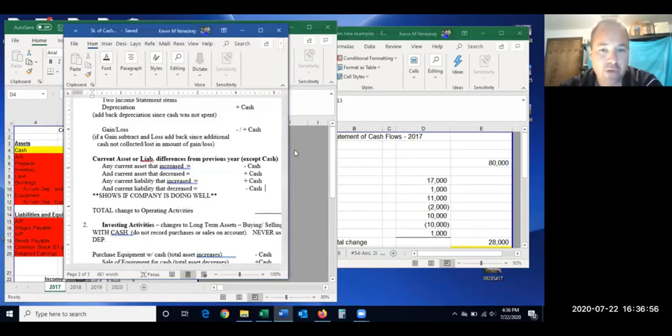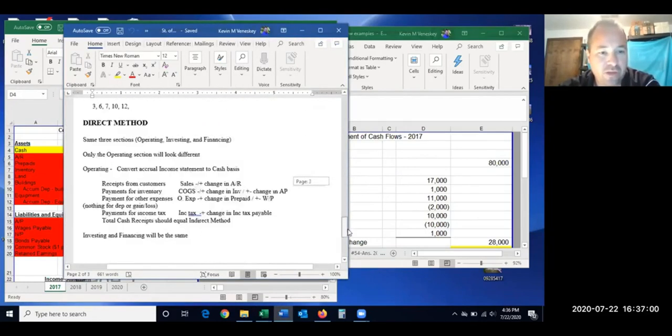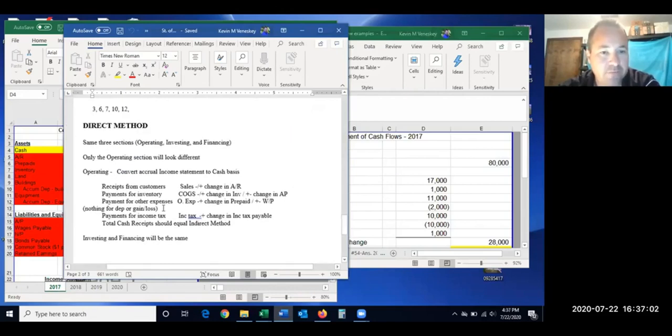I'm going to pull back up my notes to give us a baseline of what we're going to do with the direct method. You can see it's not very long. We're going to have the same sections, only the operating is different. Instead of starting with net income, we're going to take each income statement item, each expense or revenue, and then explain that with the balance sheet. We're kind of just working backwards in a way.